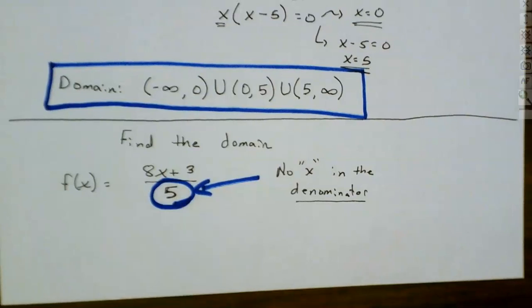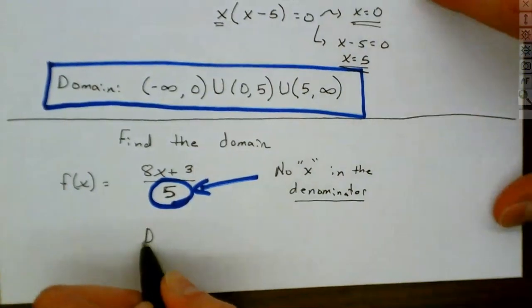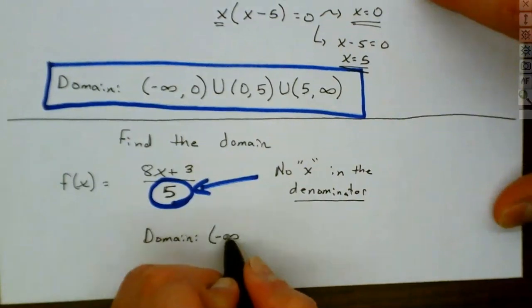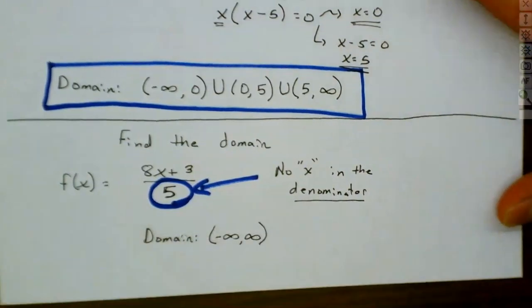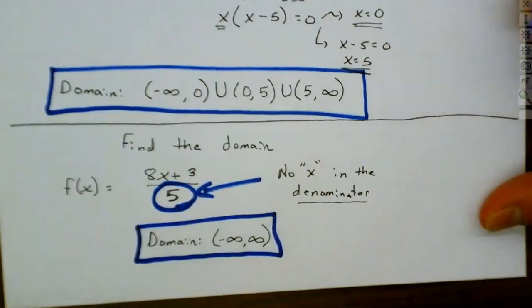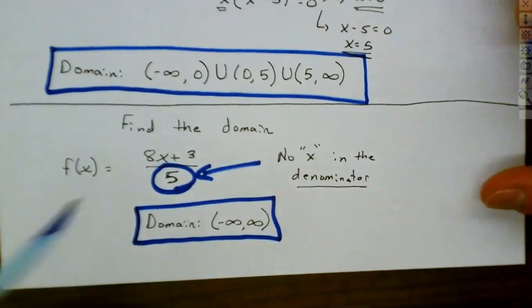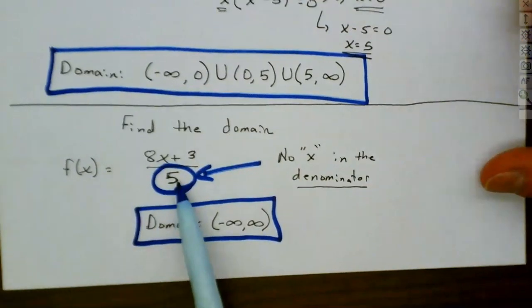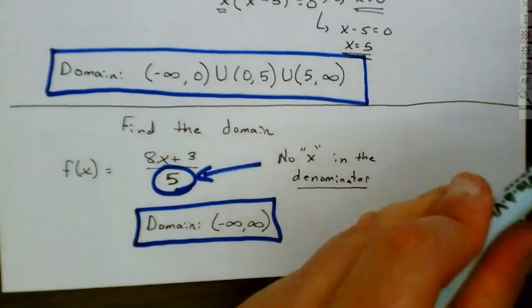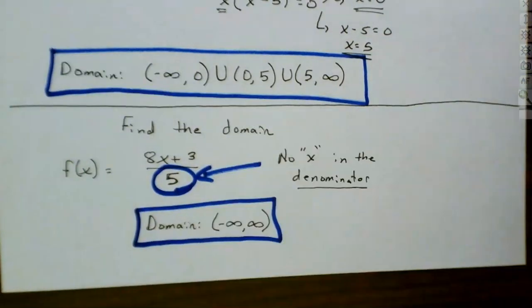There's no x in the denominator, so that means your domain is all real numbers, or negative infinity to positive infinity, because you can plug in any number that you want and get out an answer. Never can you have division by 0, because that's just the whole number 5. And this is going to be like the first question in your homework.